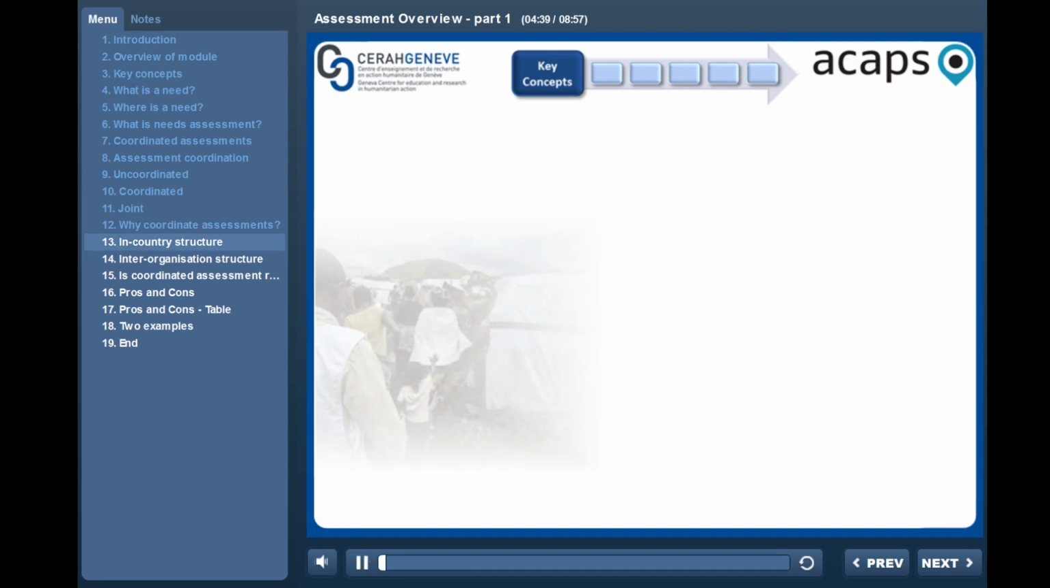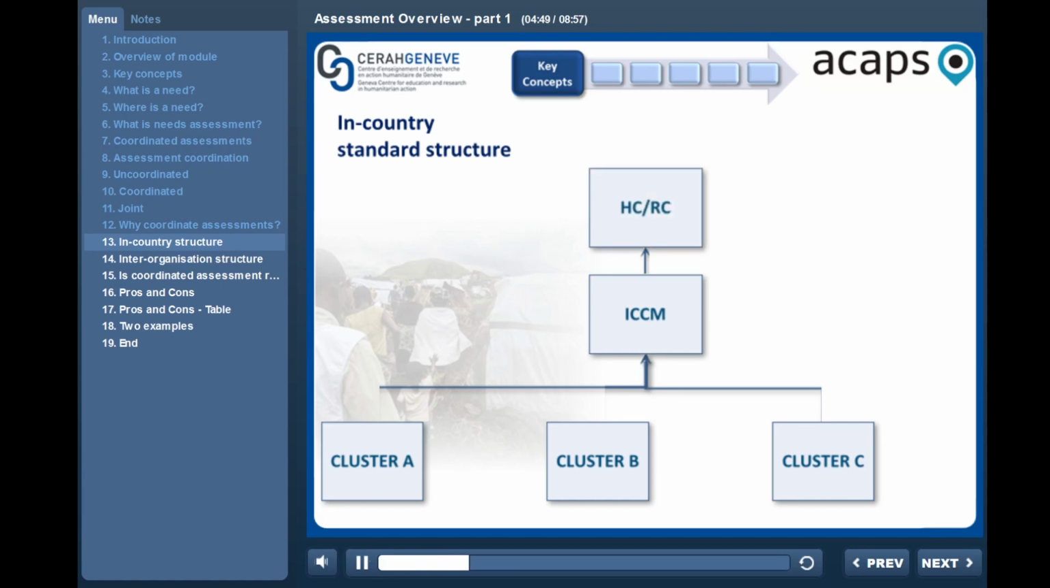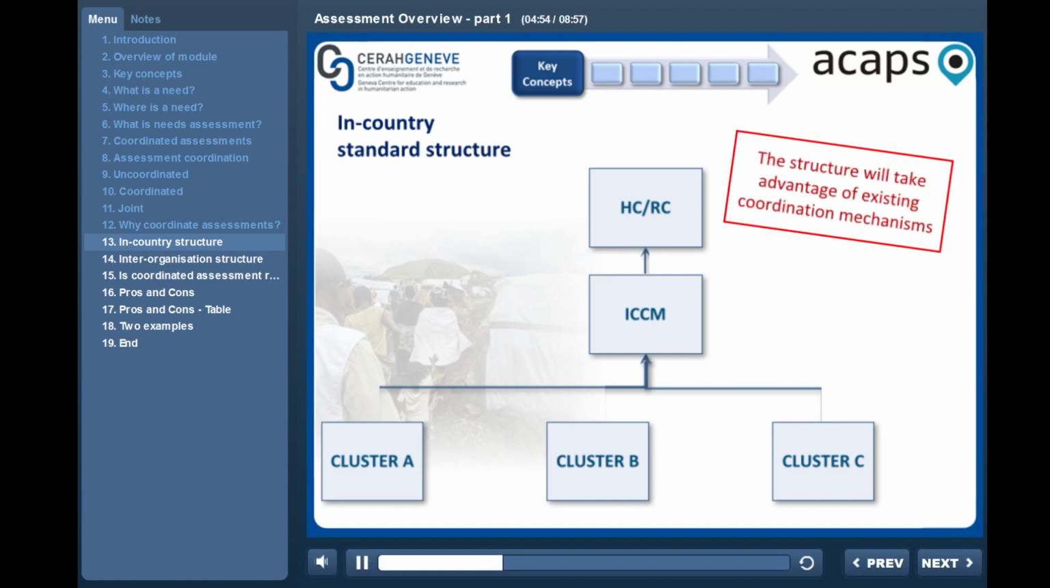Here is the standard architecture for a cluster system in a given country. Cluster coordination happens at the inter-cluster coordination level, and leadership is provided by the humanitarian coordinator or the resident coordinator. The coordination structure for assessments will take advantage of existing coordination mechanisms, as seen in multiple crises since 2010, for example in Pakistan, Syria, Bangladesh, Haiti, Philippines, etc.